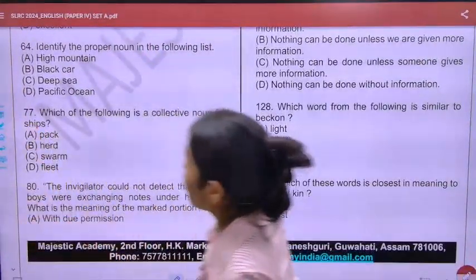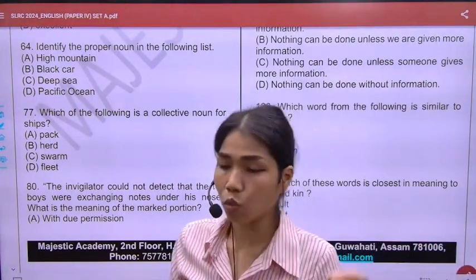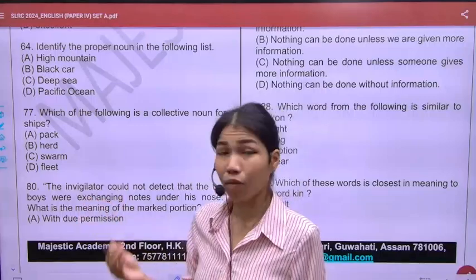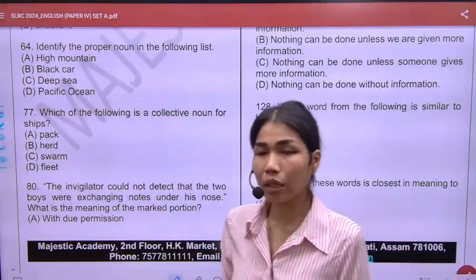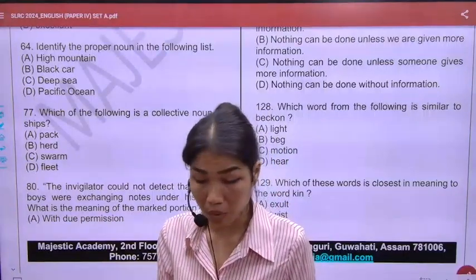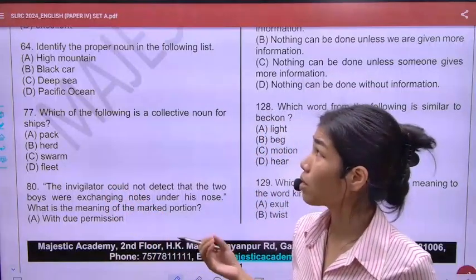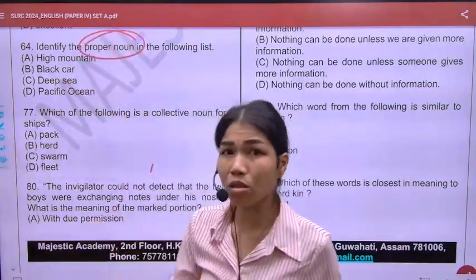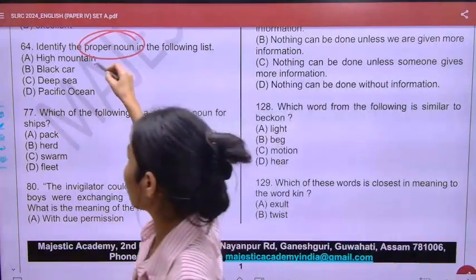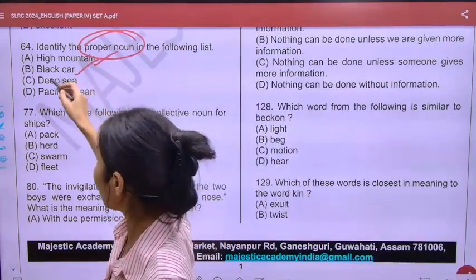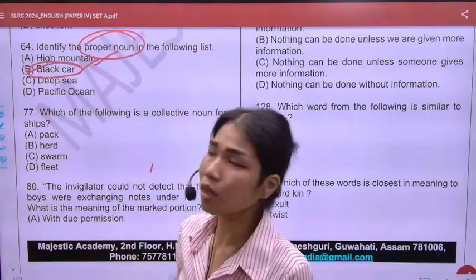And it says, identify the proper noun in the following list. This is the basic question, the most basic question which they have ever asked. They have asked a question from noun. Whenever we learn English, noun is the basic chapter which we learn initially, so they have asked a question from there. Basic, a proper noun, that means the specific noun which we learn. So we can see high mountain. Black car, again this is not exactly a proper noun, it's like an adjective is given and a noun is given.